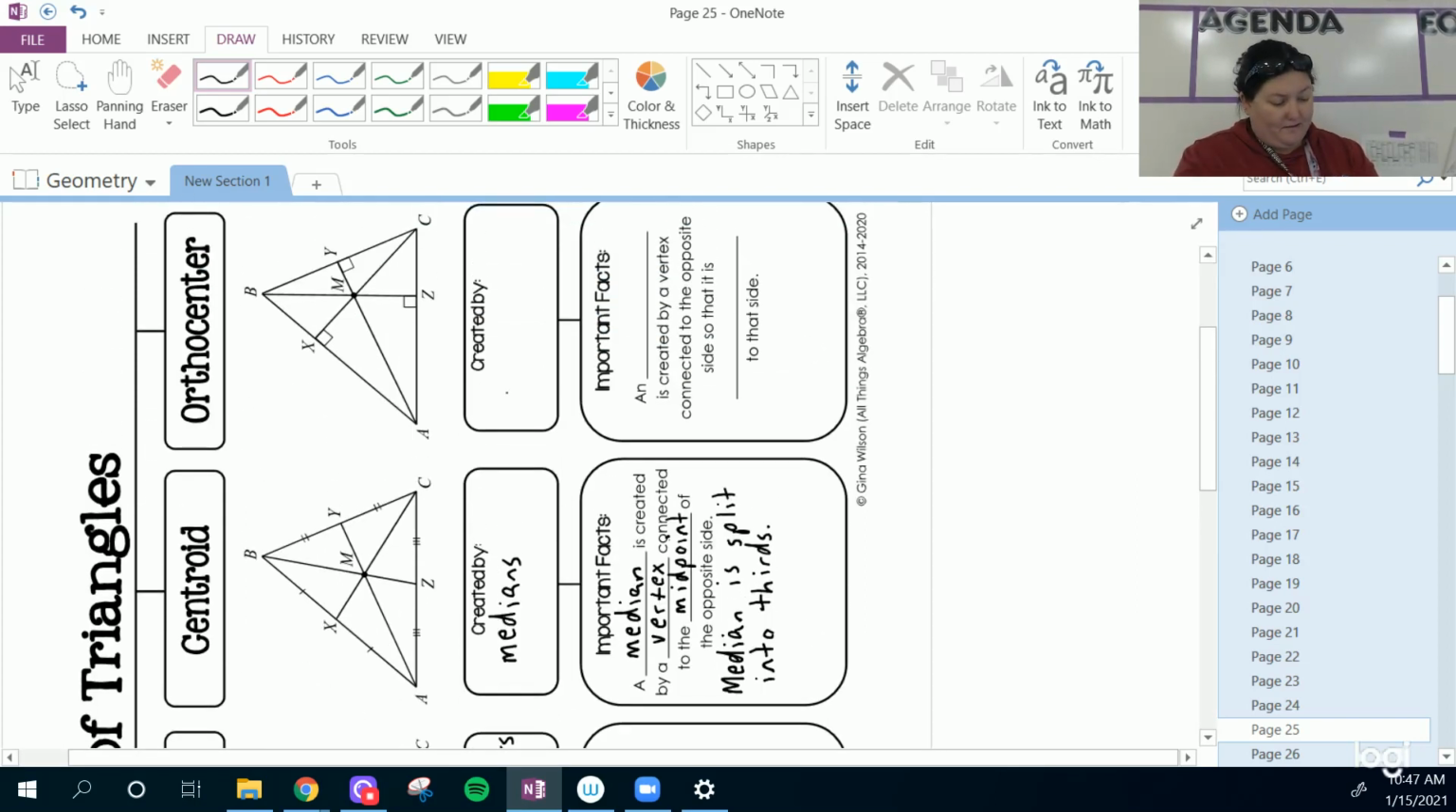The orthocenter is created by the altitudes. An altitude is created by a vertex connected to the opposite side so that it is perpendicular to that side.